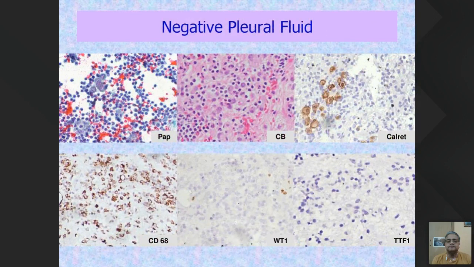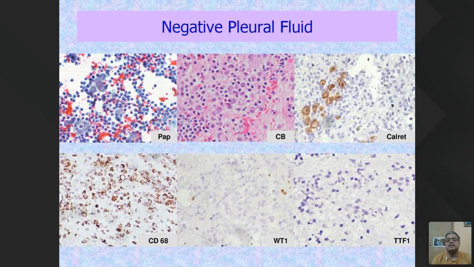So this is a negative pleural fluid, which despite the presence of these groups, these are reactive mesothelial cell groups, these cells are all histiocytes and lymphocytes. When you do a cell block, you find that these are all the reactive cells which are present, and these are the lymphocytes and histiocytes.